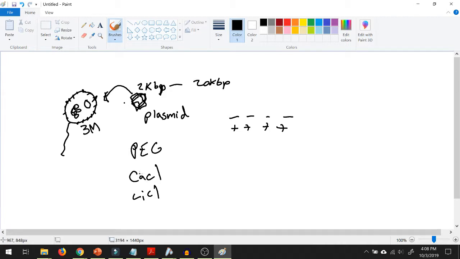All you generally do in most transformations, whether it's human cells or bacterial cells or yeast cells, is mix the plasmid, the organism, and some chemicals. And that's literally it. And then you just let them do their thing. And that's what is involved in a transformation.